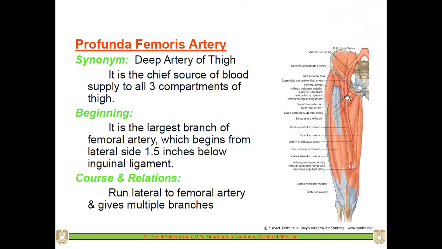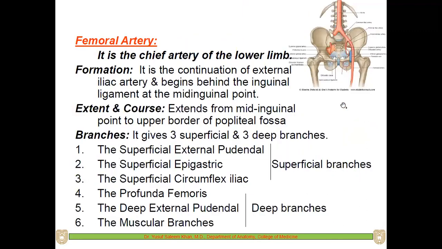Okay, so you see here, this is the main artery, the femoral artery, and it is giving one branch here. This is called the profunda femoris artery. We'll talk about that in detail later. Then we have many muscular branches it will be giving to all the muscles of the lower limb. So these are some of the important branches from the femoral artery.